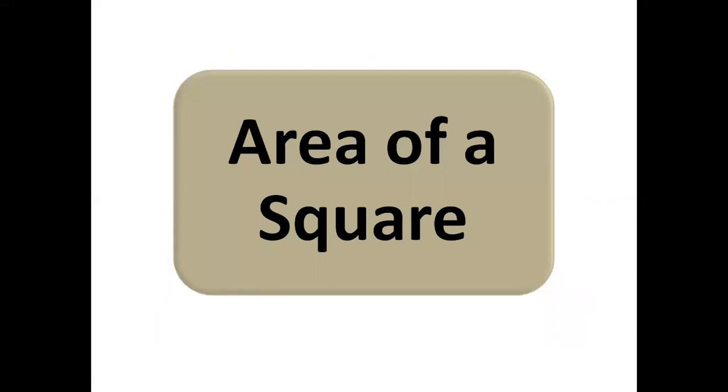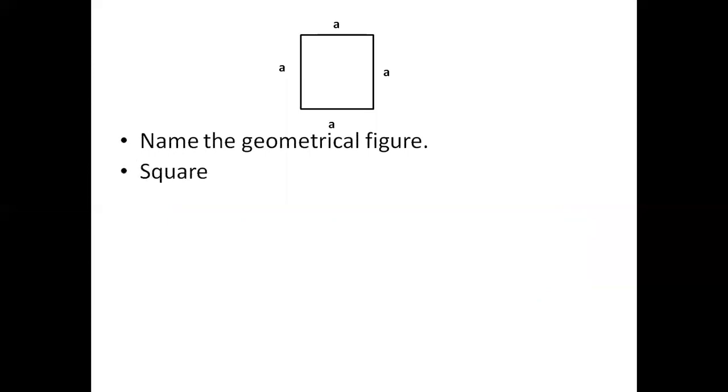So today we learn about the area of a square. First we will derive the formula for the area of a square. This geometrical figure which is given is a square. Now we need to know the length of one side. We are given the length of one side is A. Now we know in a square all the sides are equal, so each has the same length, which is A.